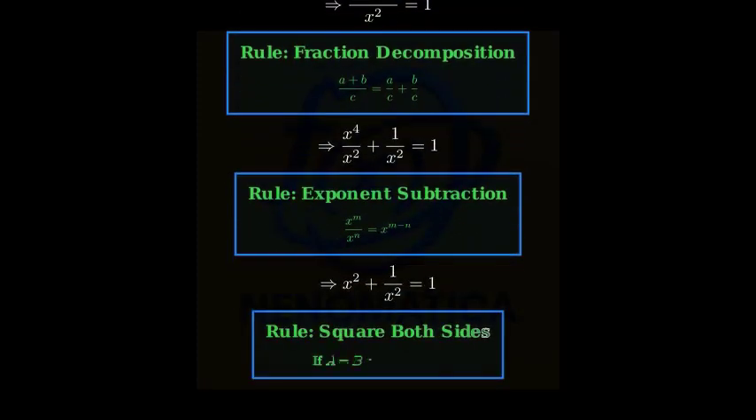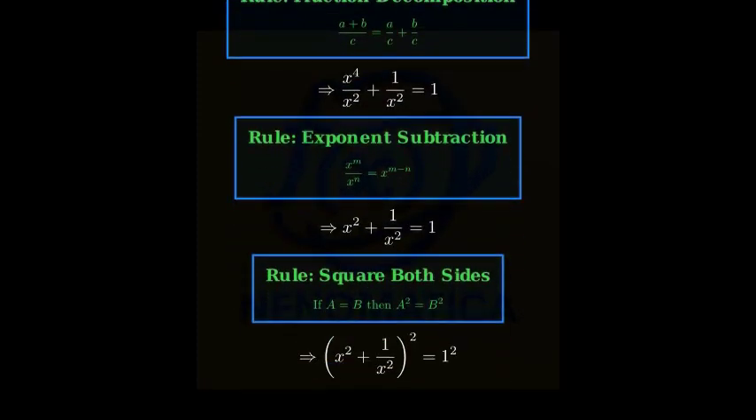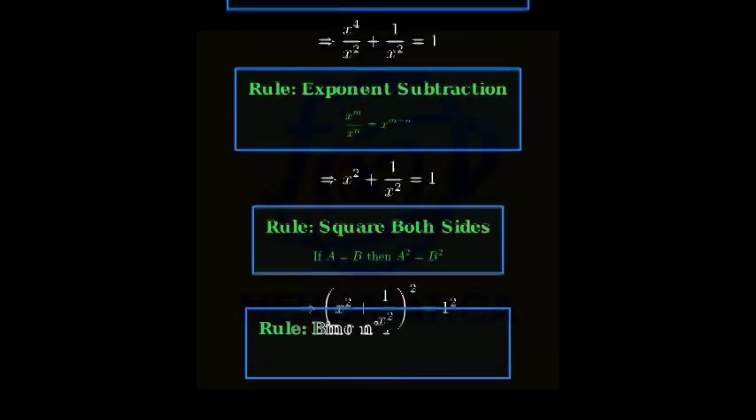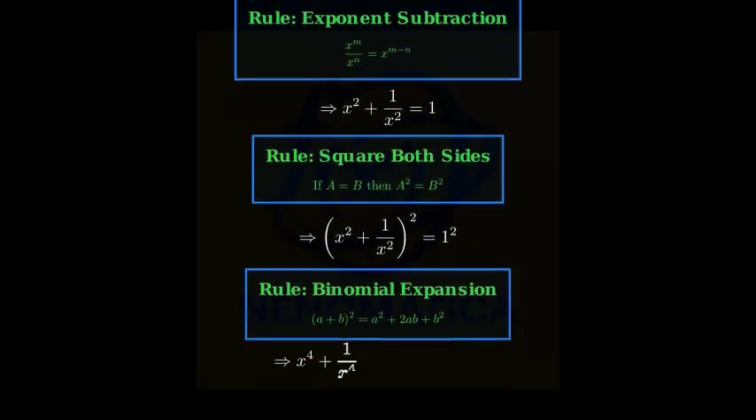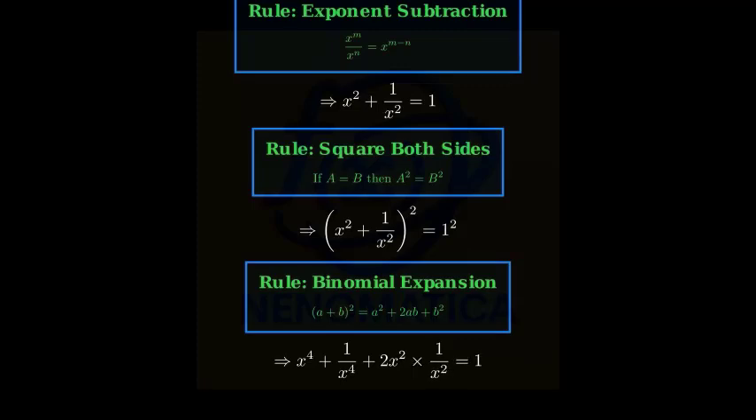Let's note something interesting here. We have x squared plus 1 over x squared equals 1. This suggests that we should try squaring both sides to see if it leads to a useful pattern. Now, let's expand the squared expression on the left side. When we square x squared plus 1 over x squared, we get x to the fourth plus 1 over x to the fourth plus 2 times x squared times 1 over x squared, all equals 1.